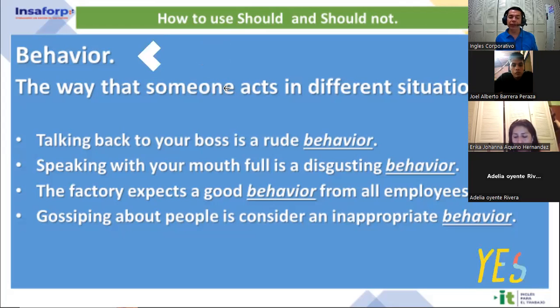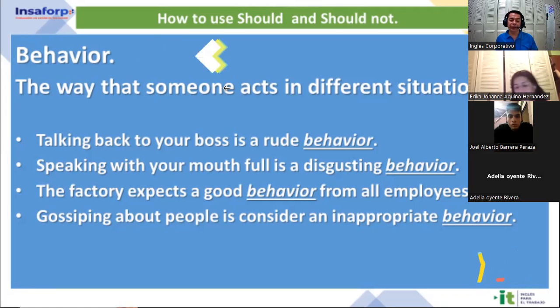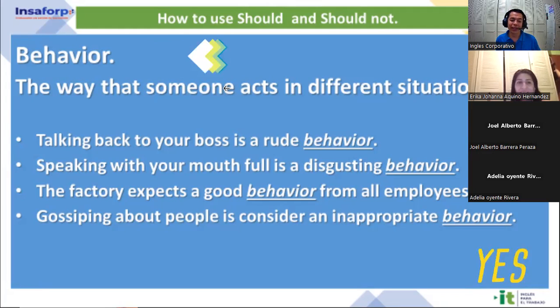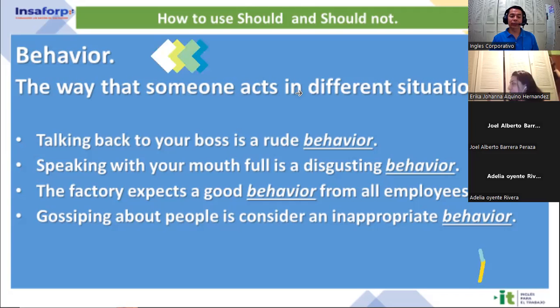Okay, the most important part here is: what is behavior? ¿Qué es comportamiento, right? It's the way you act, cómo usted actúa, the way a person acts in different situations: in school, at home, in the factory, in the office, on the street, in a restaurant, etc. In the Estadio Cuscatlán, when Alianza is playing, right? Okay, that's behavior. Now let's continue.